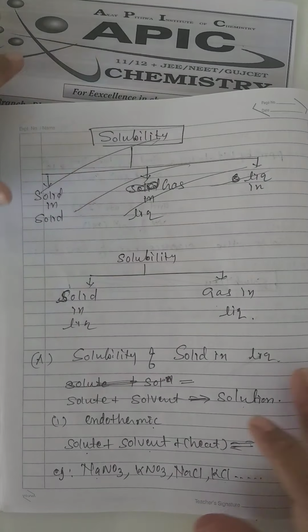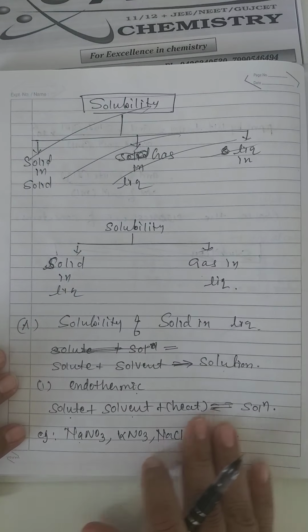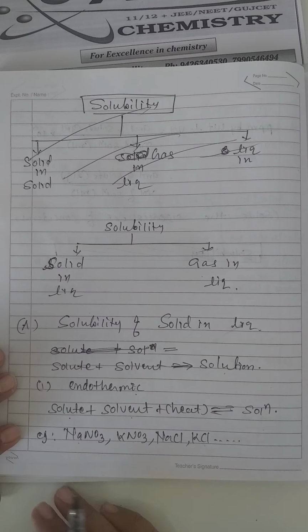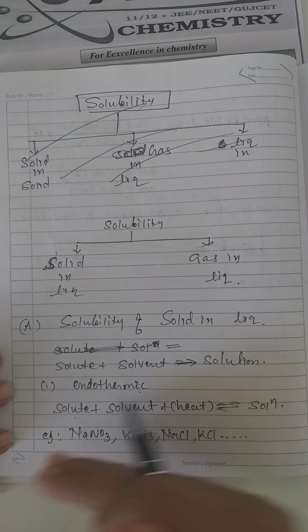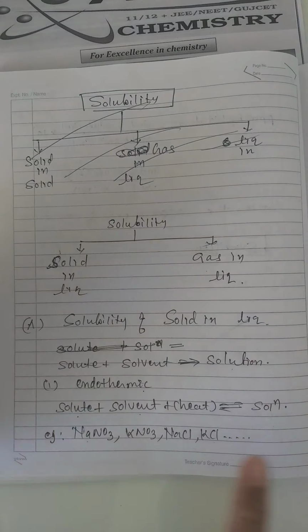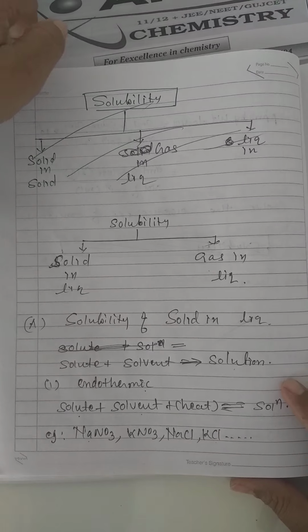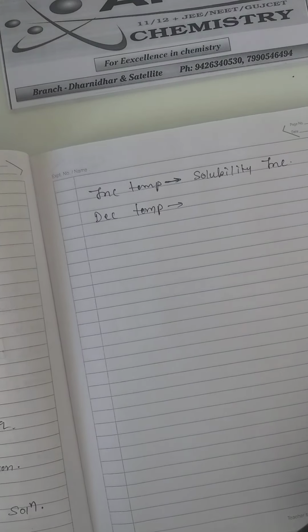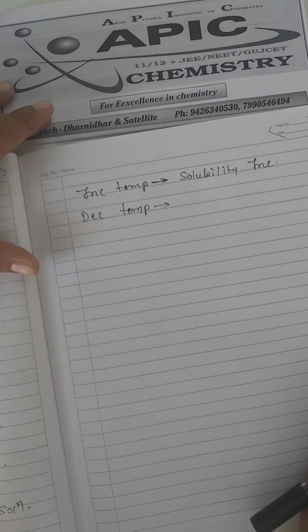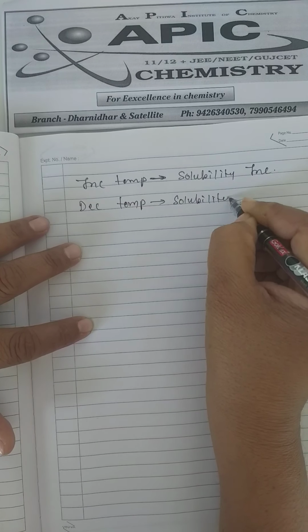Now similarly, if we decrease the temperature, it's very easy. If we decrease the temperature, the reaction will try to increase it, and it will go in the backward direction, and then we get the solute and solvent separated. That means sometimes we get precipitation also. So when we decrease the temperature, solubility decreases.